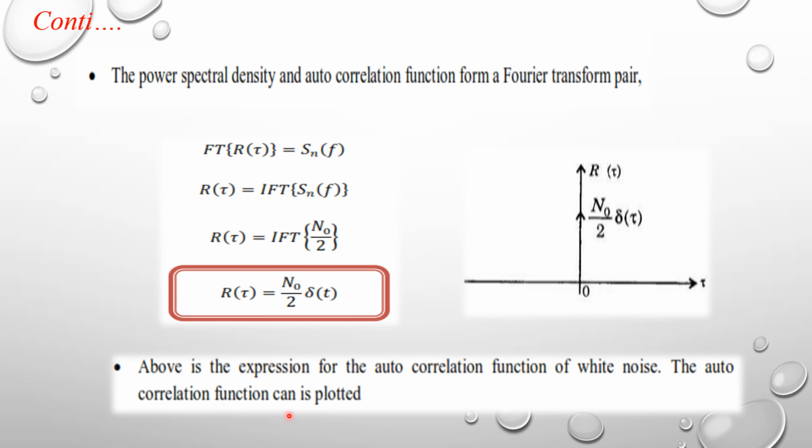The correlation function is plotted. The vertical axis is R(tau) and the horizontal axis is tau. This is the spectrum. The spectrum is N0/2 times delta(tau).